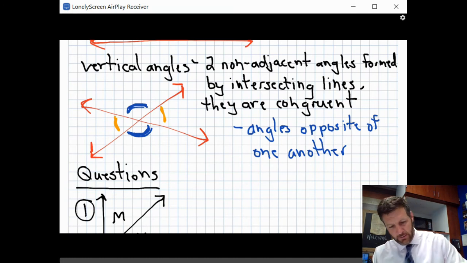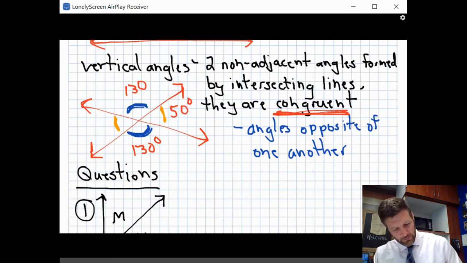And notice that the bonus fact here that's very important is that vertical angles are congruent. Okay, so in other words, if this is, say, 130 degrees, oh, sorry, that looks terrible. If this one here is 130 degrees, then I know this one must also be 130 degrees. And if this one over here is 50 degrees, then this one over here would have to be 50 degrees.